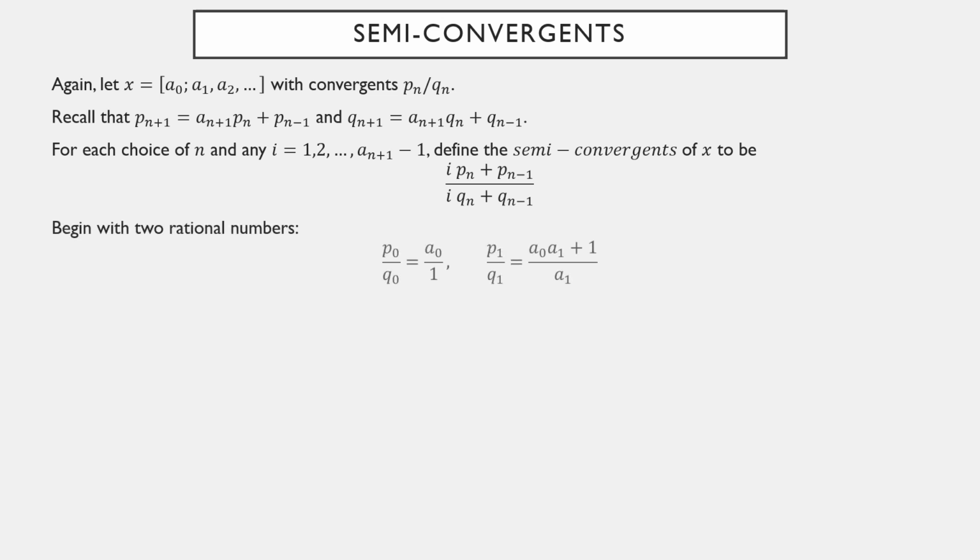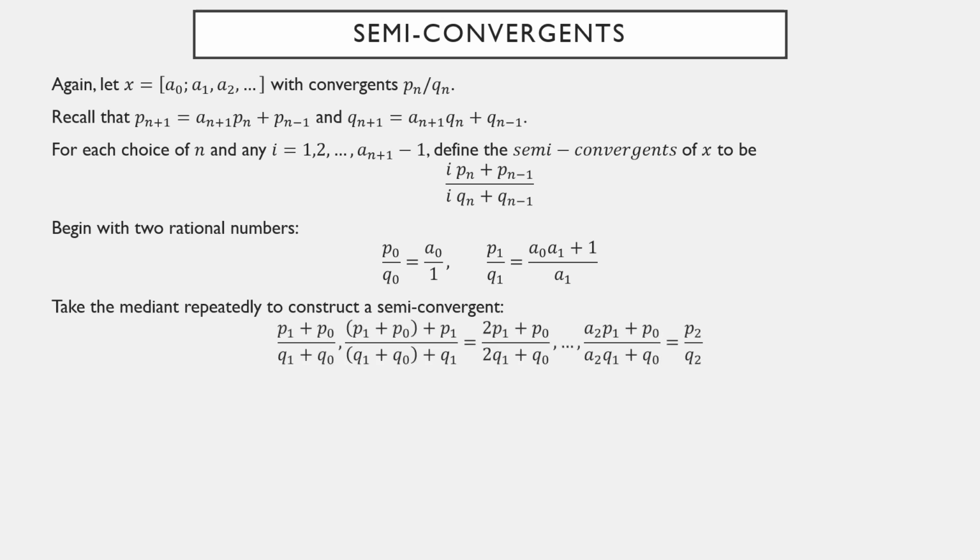Okay, so begin with two rational numbers, p₀/q₀, which is a₀/1, and p₁/q₁, which is (a₀a₁ + 1)/a₁. If you take the mediant between these over and over again, you'll be constructing semi-convergents. When I say take the mediant, first, if we take the mediant between p₀/q₀ and p₁/q₁, you'll get (p₁ + p₀)/(q₁ + q₀).